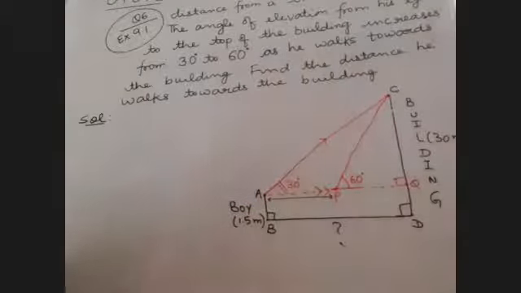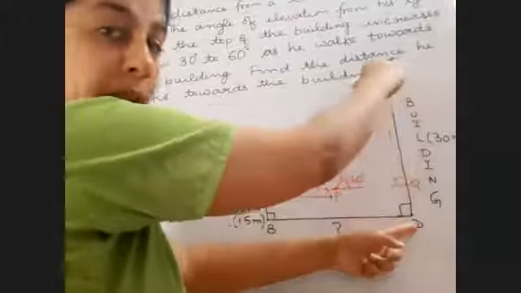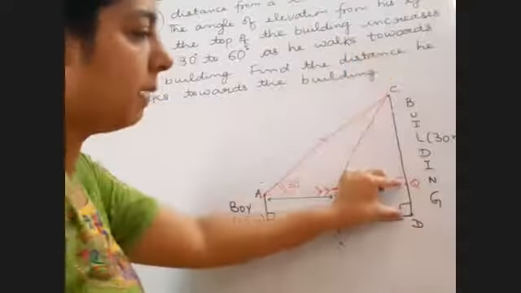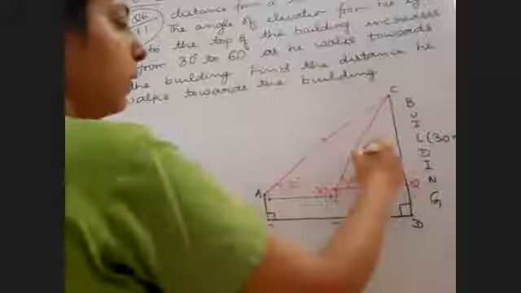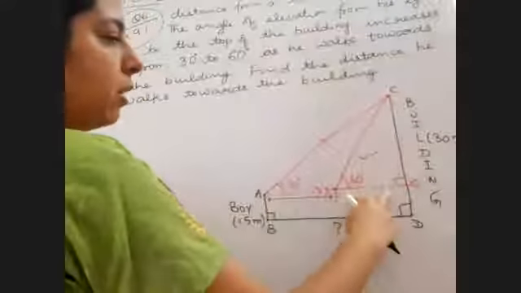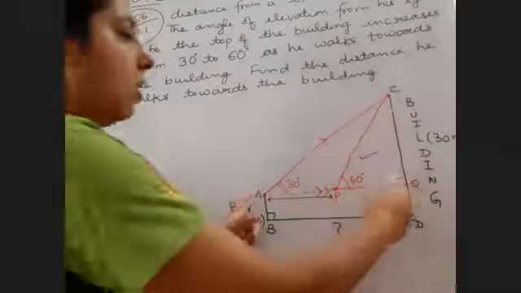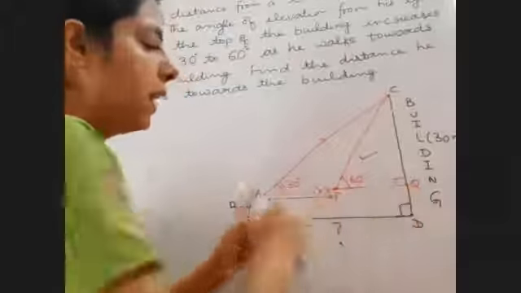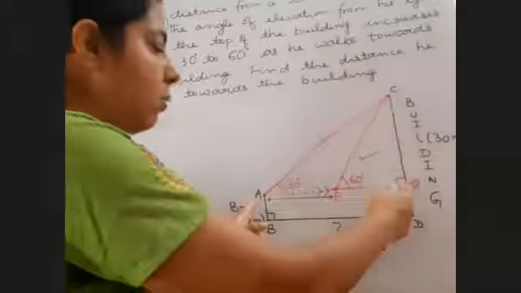What is the length CQ? 30 meter minus 1.5 meter, which is 28.5 meter. So from the first triangle, we will find PQ. From the second triangle, we shall find AQ. And then AQ minus PQ will give you AP. Okay, ma'am.